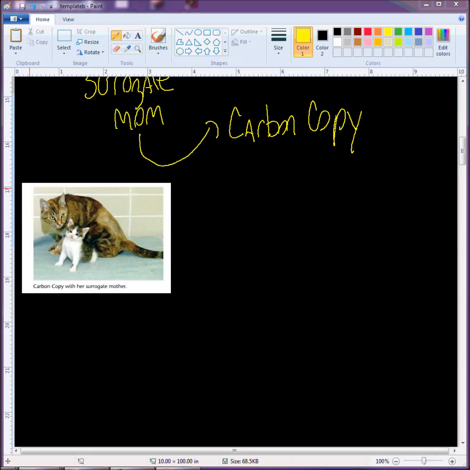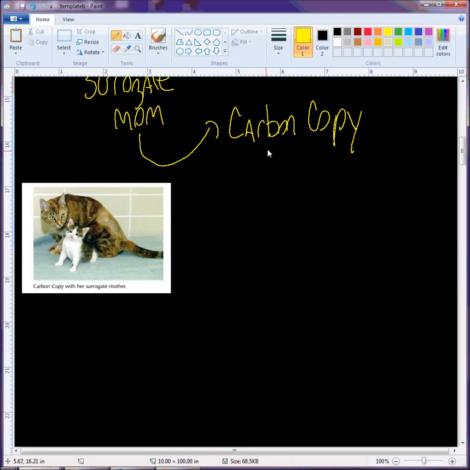So Carbon Copy's surrogate mother was a tabby. Okay, we can see surrogate mom here. That's a tabby cat. Geneticists were very interested in the outcome of cloning a calico cat because they were not certain if the cat would have patches of orange and black, just orange, or just black. Taking into account the Lyon hypothesis, explain the basis of the uncertainty. Would you expect Carbon Copy to appear identical to Rainbow? Explain why or why not.